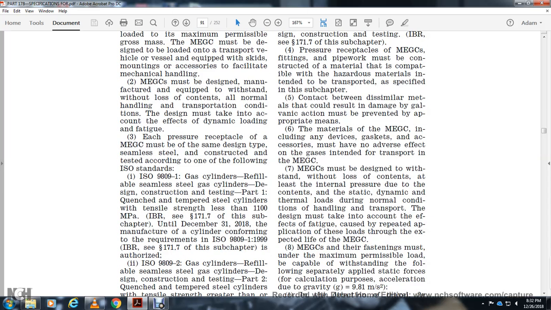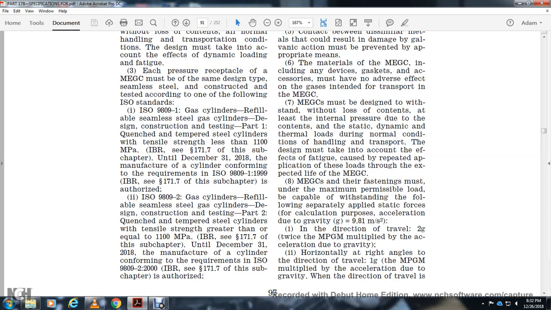The MEGC must be designed to withstand, without loss of content, at least the internal pressure due to the contents and the static, dynamic and thermal loads during normal conditions of handling and transport. The design must take into account the effect of fatigue caused by repeated application of these loads throughout the expected life of the MEGC.